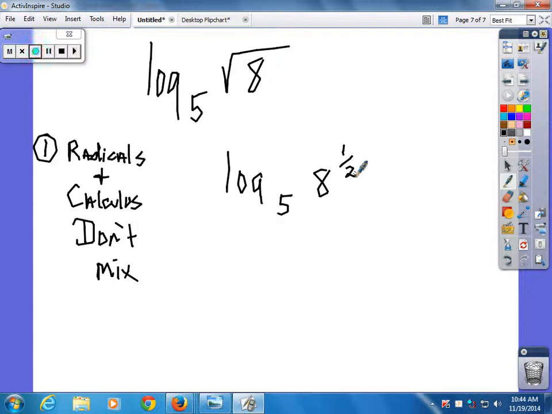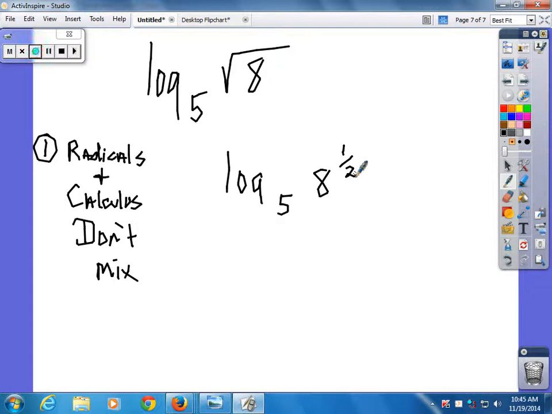The TI-89. Nope. Now you can look it up and you can use it, but why doesn't the TI-89 have a radical symbol on it? Because the TI-89 is a calculus-based calculator. And it's assumed that if you are in calculus and you're using a TI-89, that you know radicals and calculus don't mix. Anytime you see a radical in calculus, you're going to have to rewrite it, period. So that's what you do.